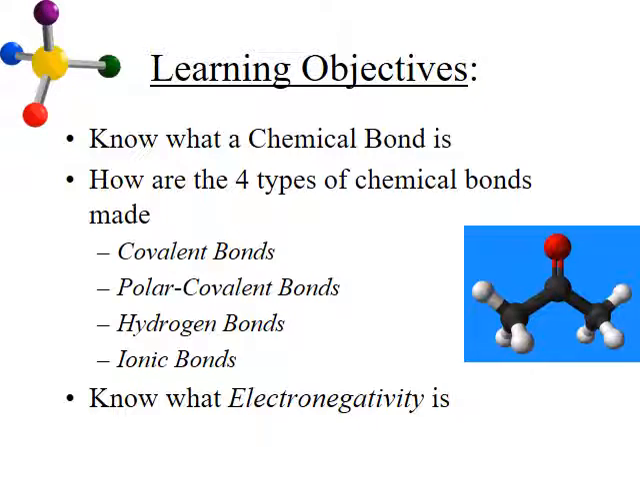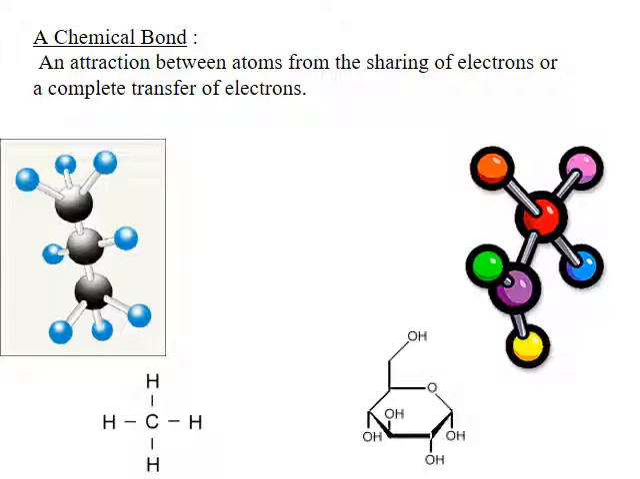So the learning objectives: you're going to learn about the four major types of chemical bonds after figuring out what a chemical bond actually is. And we're also going to learn about this weird term called electronegativity. So a chemical bond is an attraction between atoms from the sharing of electrons or by a complete transfer of electrons. Chemical bonds almost always involve charges of some type and/or electrons.